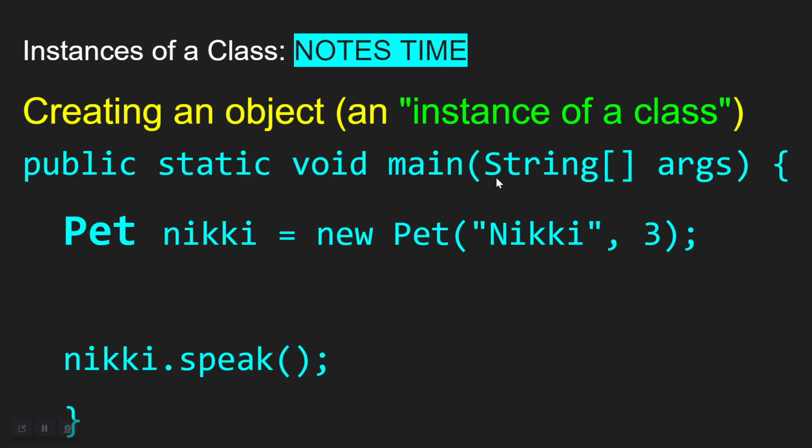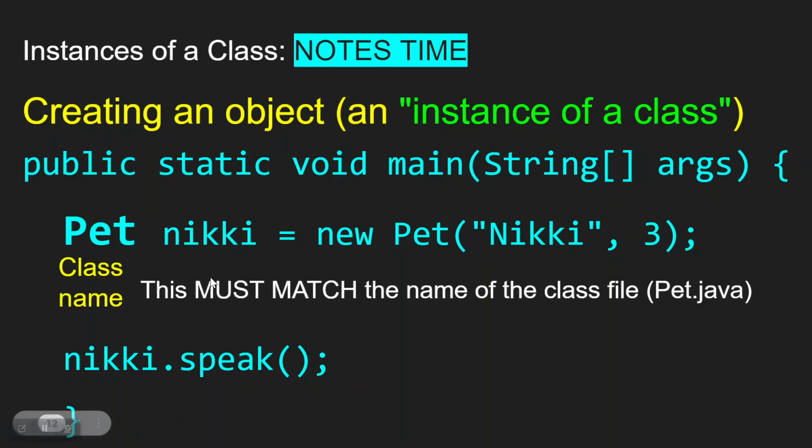Here we are, public static void main. So we're in our main method, and it says Pet nikki = new Pet("Nikki", 3). All right. So we're dissecting what each component of this line means. When we're creating an object or an instance of a class, let's break this down. The first word is Pet. This is your class name. This must match the name of the class file, Pet.java. So that's the first thing that you write, the name of your class.